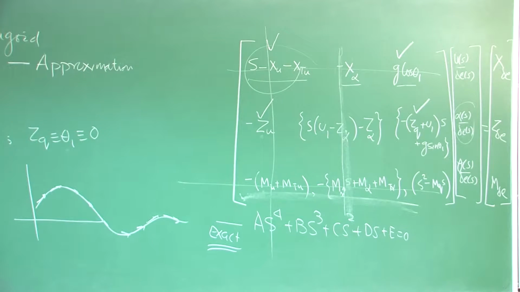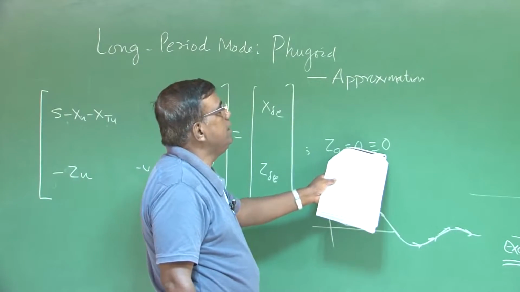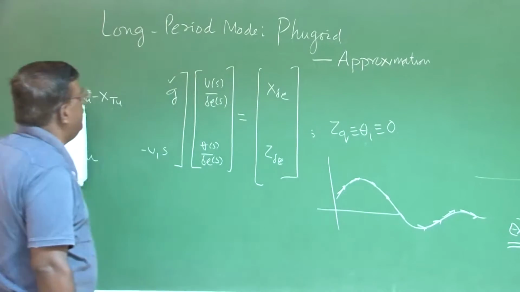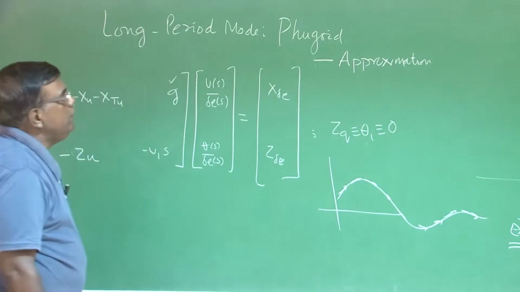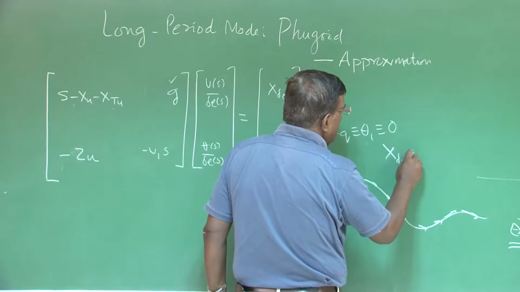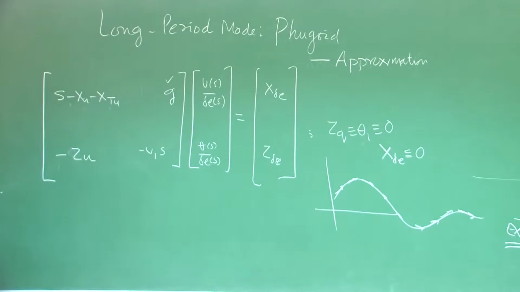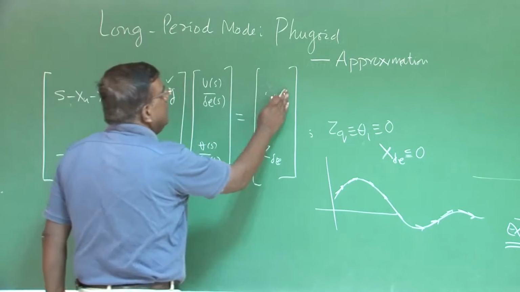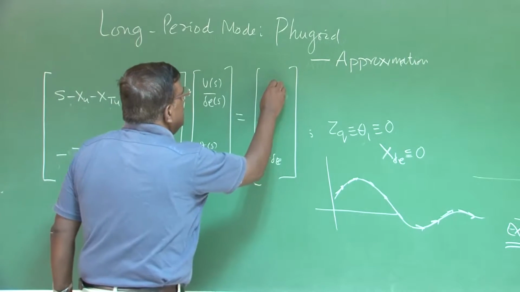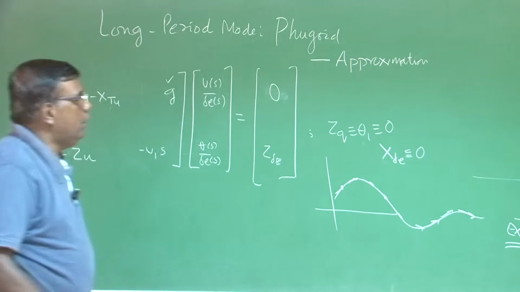Right. By doing this and putting additional conditions zq equal to theta 1 and theta equal to 0, we get this simplified version. Also, we can do one thing in practice, x delta E, we can assume it is also negligible. So, x delta E equal to 0. So, I put it here 0. Please understand those approximations what we are doing. Okay.